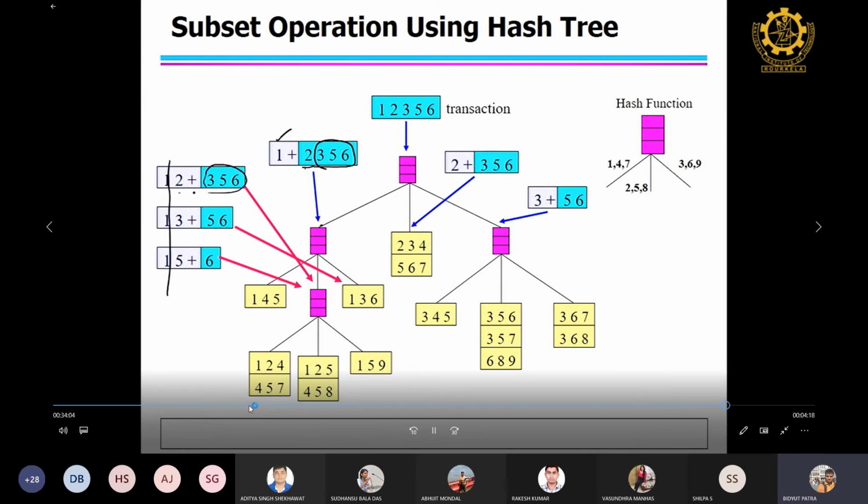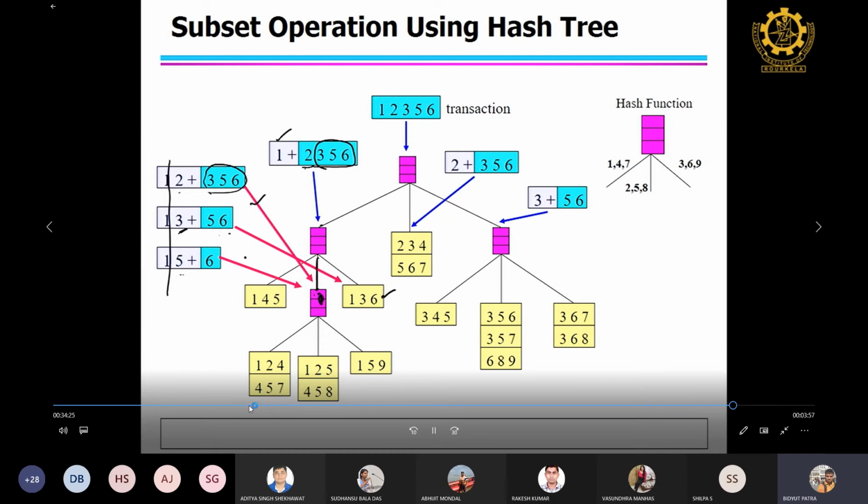Where can it be obtained? Any 2 will be obtained from this position because this is the 2 position. And now 1 is already there. Now from here we can get 3 and any combination of 5, 6. So where will we get 3? 3 will be obtained from here. And now 5. Where should you get 5? Again from here.